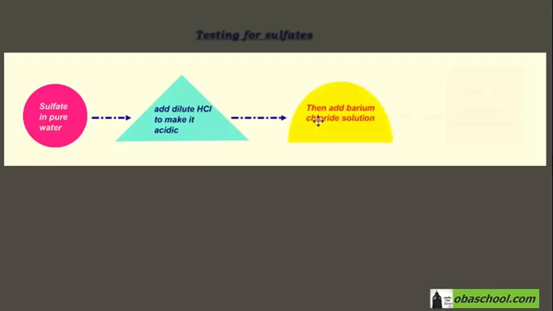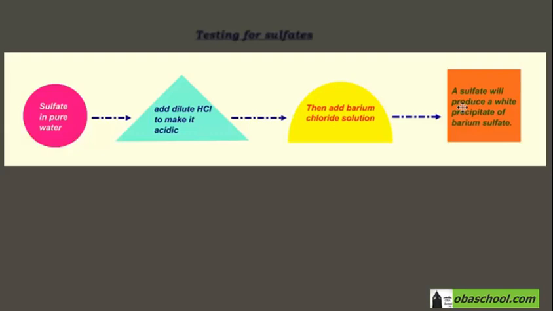Then add barium chloride solution. After mixing the sulfate with water and adding hydrochloric acid, we will add barium chloride solution. So what will happen? A reaction will occur between barium chloride and the sulfate. A sulfate will produce a white precipitate of barium sulfate.